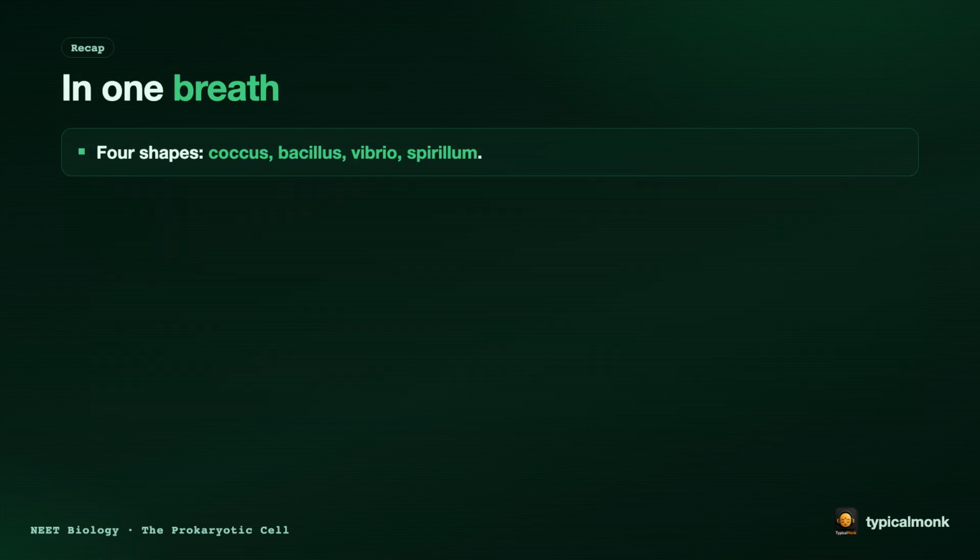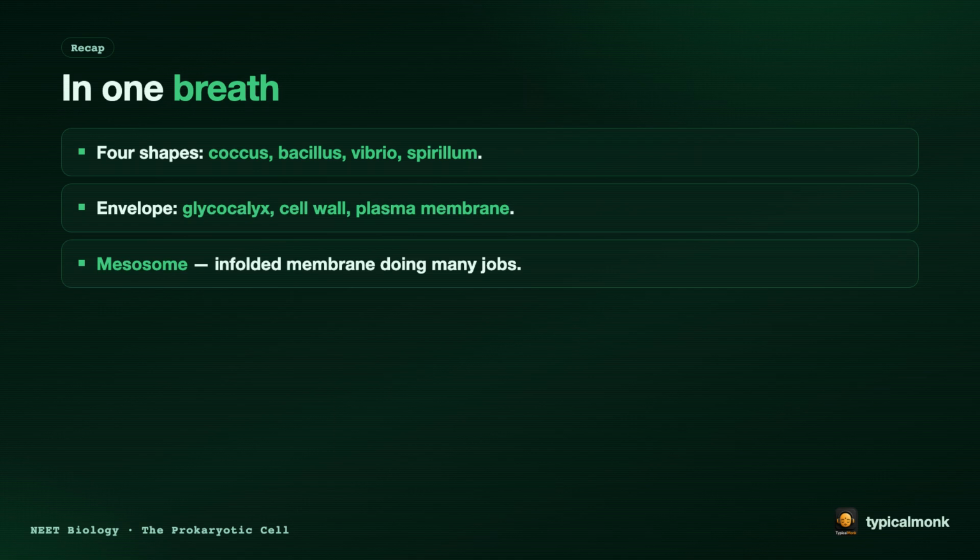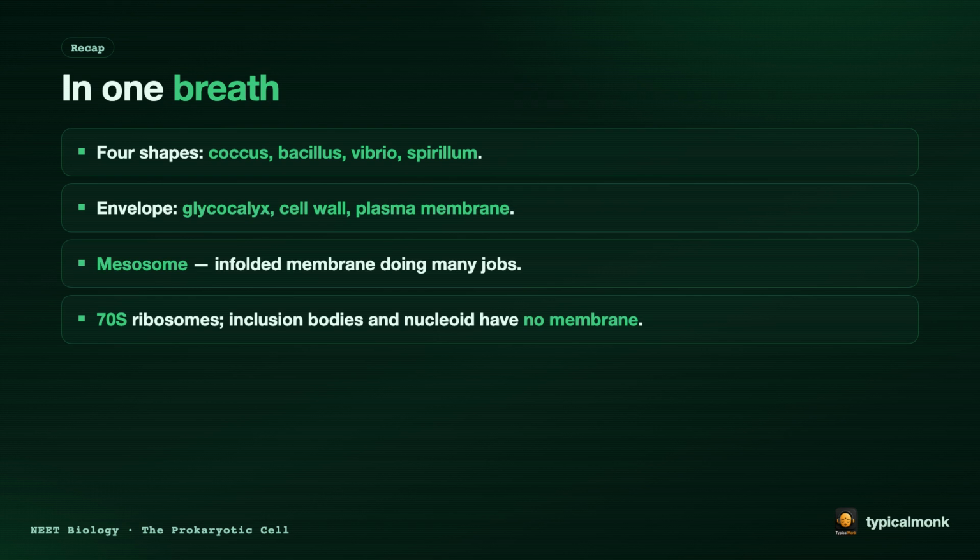The plasmid. Let's gather it all in one breath. 4 shapes: coccus, bacillus, vibrio, spirillum. 3 envelope layers: glycocalyx, cell wall, plasma membrane. The mesosome, a folded membrane doing many jobs. 70S ribosomes, and inclusion bodies and the nucleoid have no membrane. Flagella move, pili and fimbriae attach.